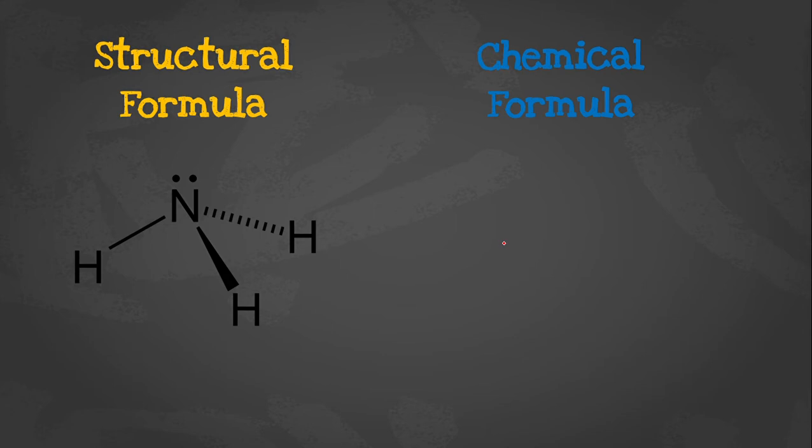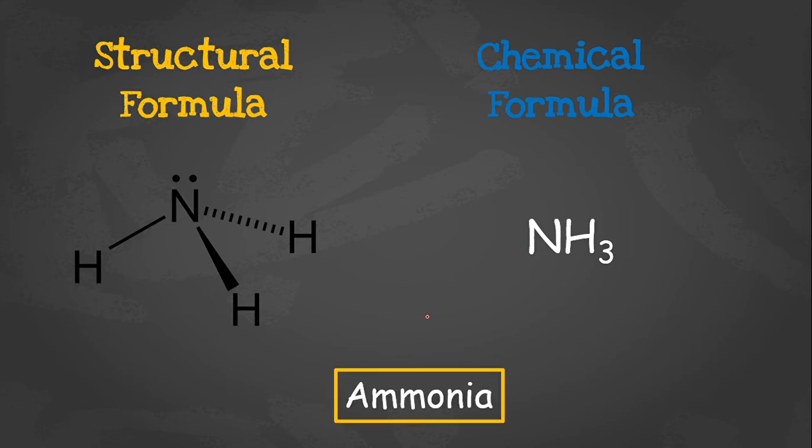Another one, let's have this N tapos tatlong H. O, ganun lang kasimple. It's NH3. This is ammonia. Okay? So, hindi na natin ina-identify o ini-include sa chemical formula yung mga bonds. Pati yung lone pair, hindi na yan included. Okay? Ang ginagawa lang natin sa chemical formula, we just write the symbol of the element, plus the number of the atoms.